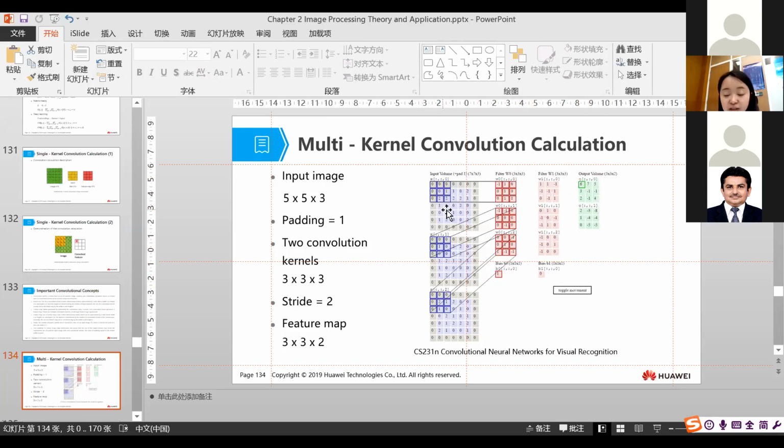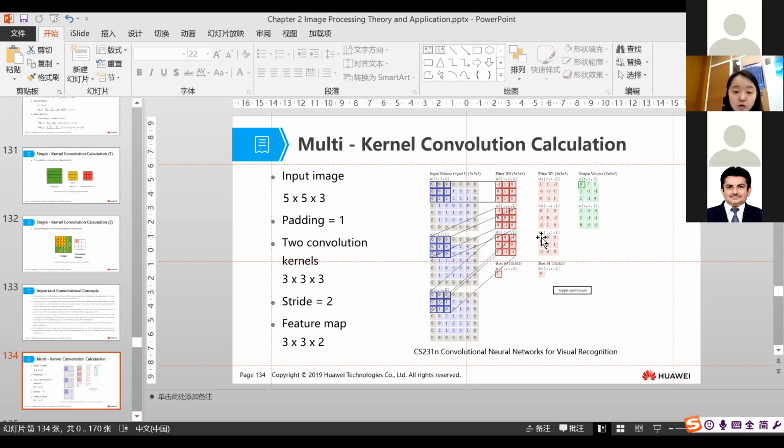The kernel can scan the entire image and output a lot of values, and we combine these values as a matrix. So here is the multi-channel convolutional calculation.